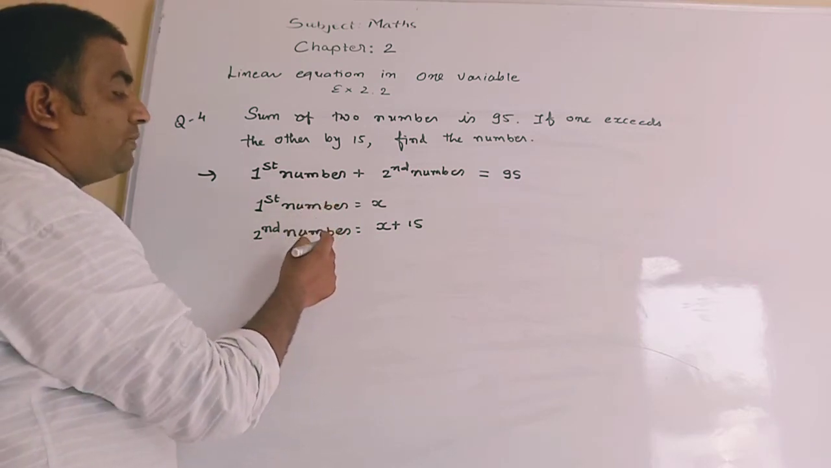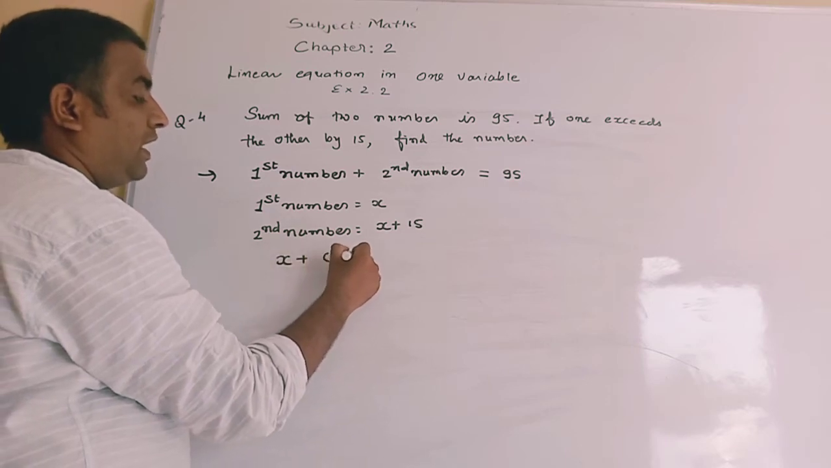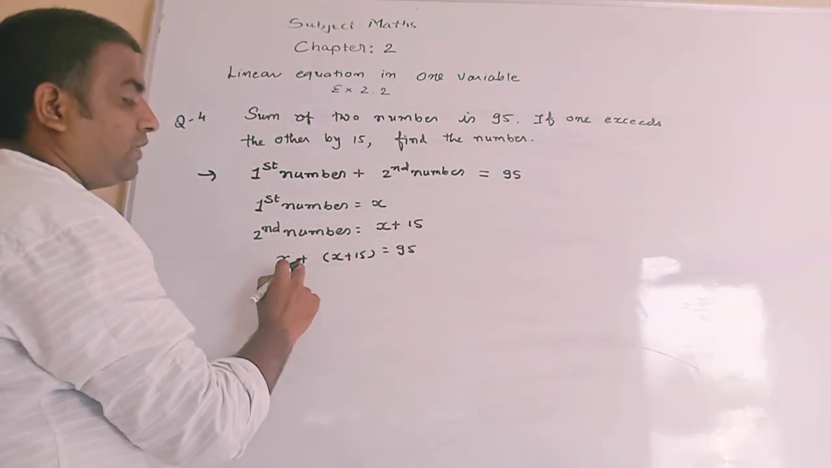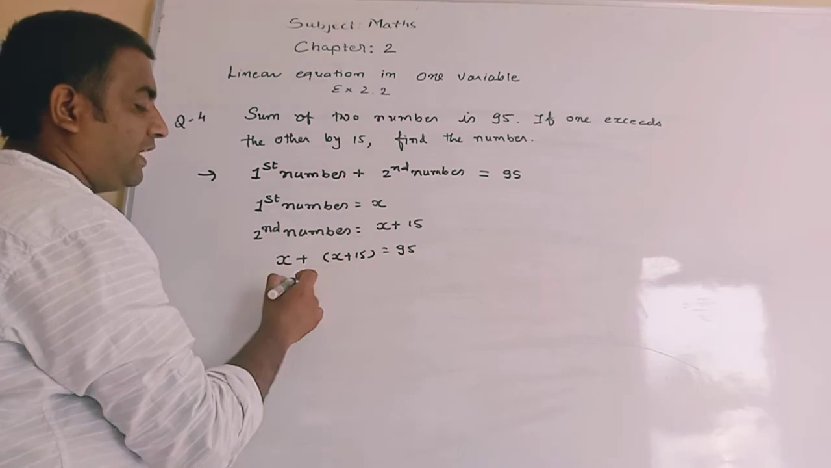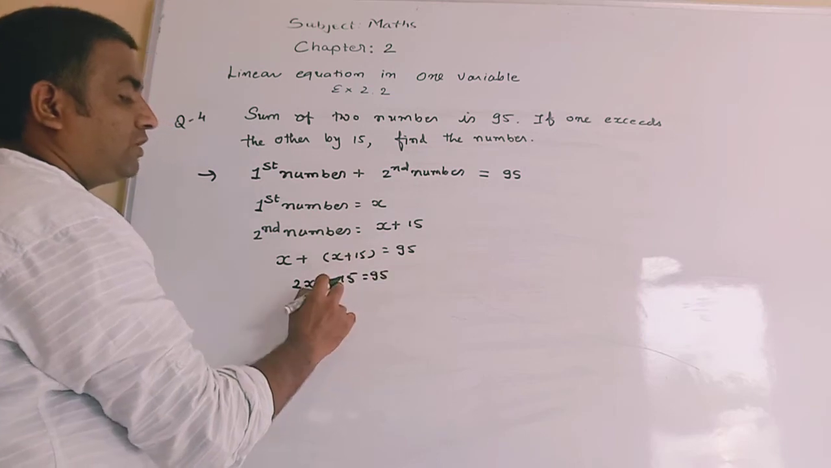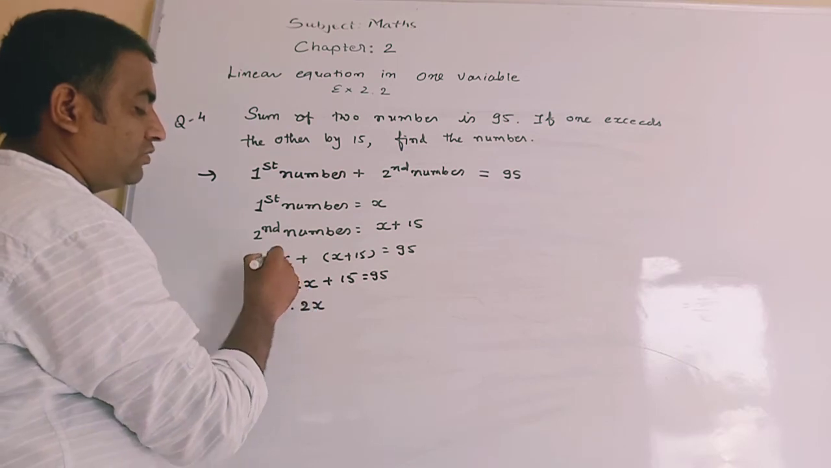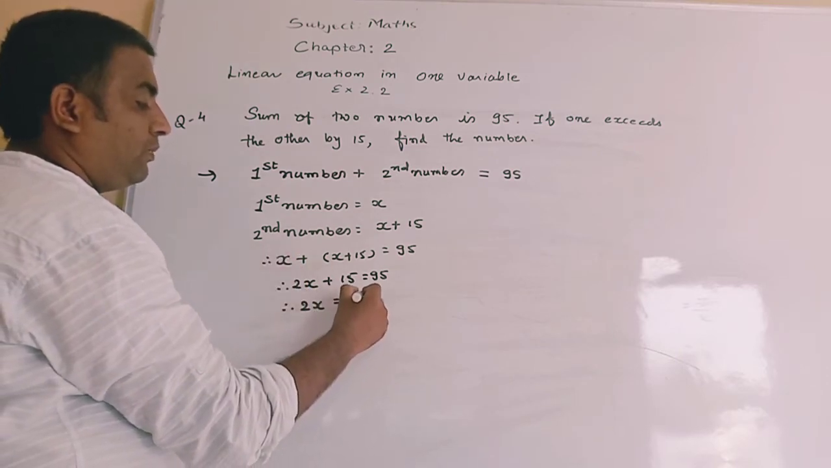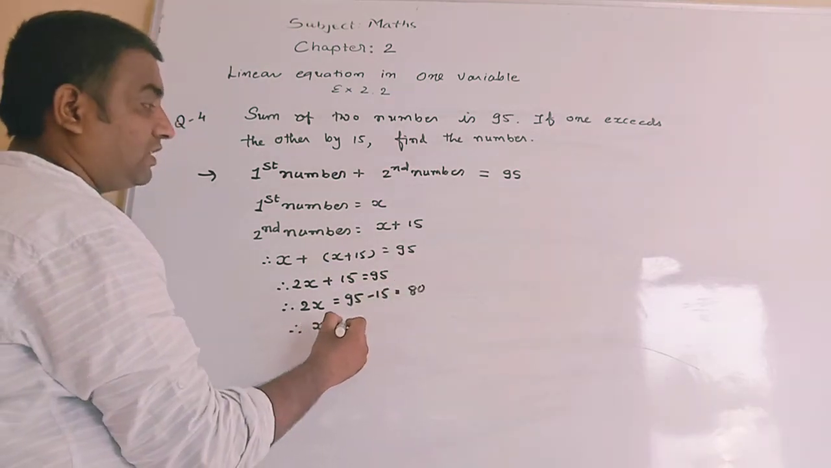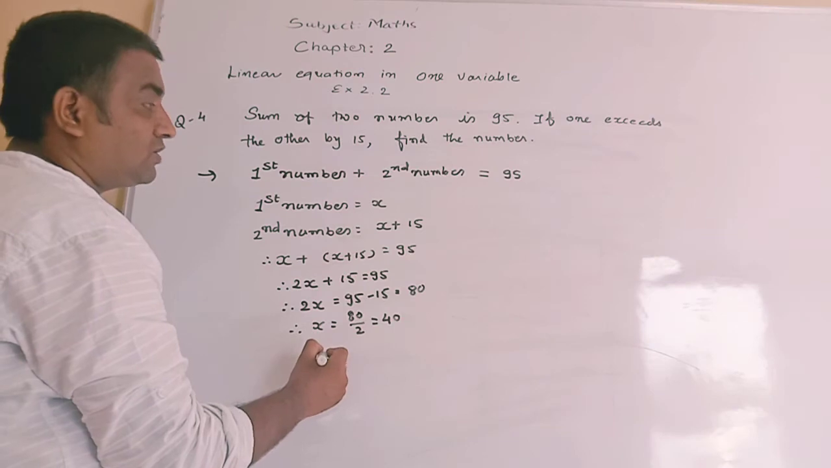So here first number plus second number means x plus, that is the first number, x plus 15 equals 95. So x and x, two like terms are there. The addition will be 2x plus 15 equals 95. So 15 will transfer from left hand side to right hand side. 2x equals 95 minus 15, it is 80, and so x equals 80 divided by 2, 40. So x equals 40.